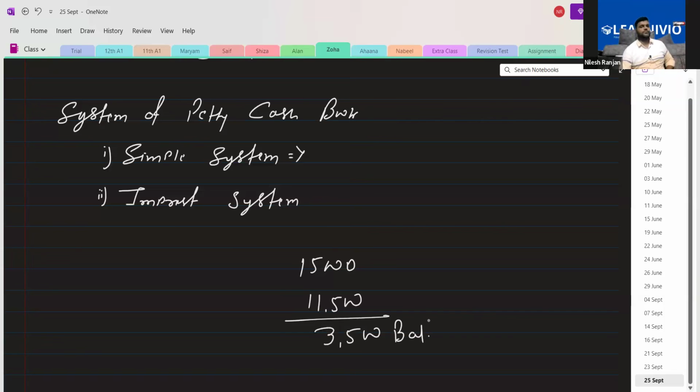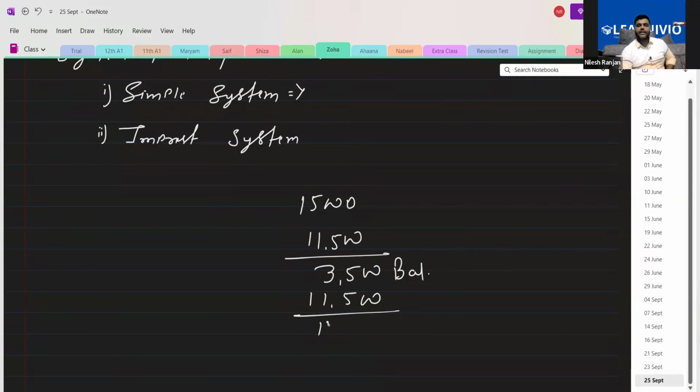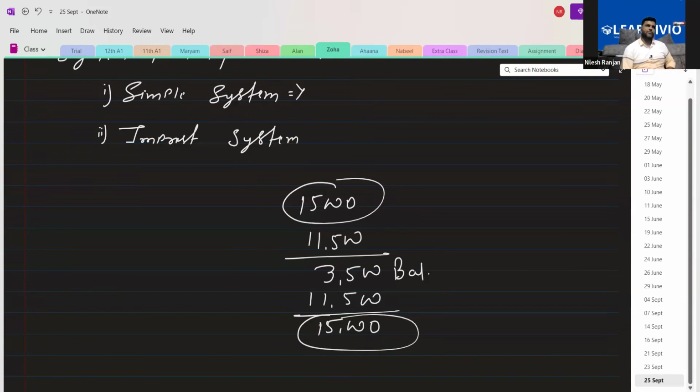So he will only receive the money he has spent, 11,500. Again, his balance will be 15,000. So you can see the amount is fixed, and the date is also fixed because he will receive the cash on 1st April, 1st May, 1st June, like this. So these are the two systems. It is for theory purposes. It has actually very little use in practical solutions.